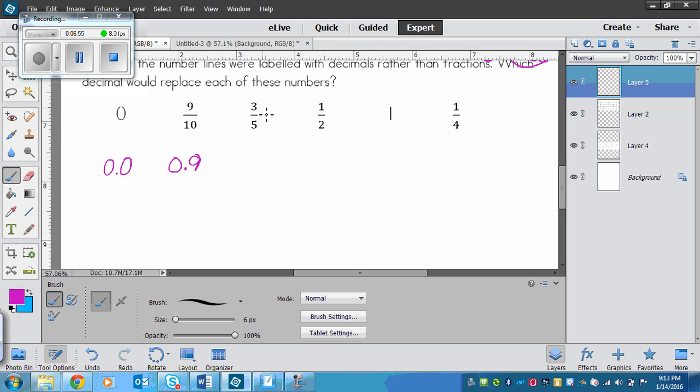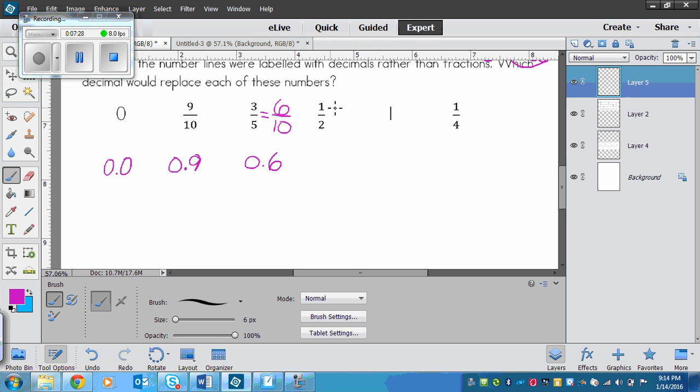Now this one, we can't just do straight decimals. We have to do an equivalent fraction. So I will make this out of 10, and I have to think 5 times what equals 10? Well, 5 times 2 equals 10. That means 3 times 2 equals 6. So that means my decimal would be 0.6. Okay, you tried these three, so pause the video and then play again once you have finished.